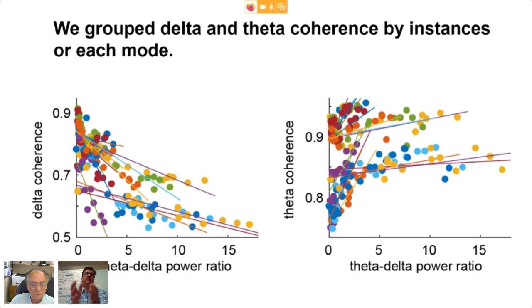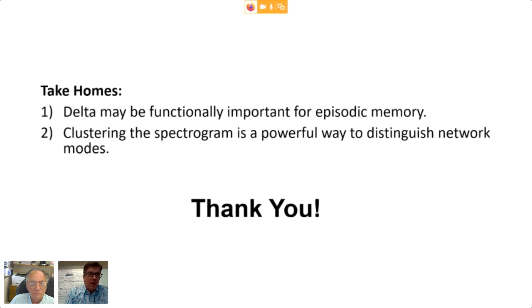So what this suggests is that the interaction between hippocampus and prefrontal cortex follows the actual spectral content themselves. When we see modes that have a lot of delta, the delta coherence between the two structures tends to be higher, and when we have a lot of theta, the theta coherence tends to be higher. So the take-home messages are simply that delta may be functionally important for episodic memory.